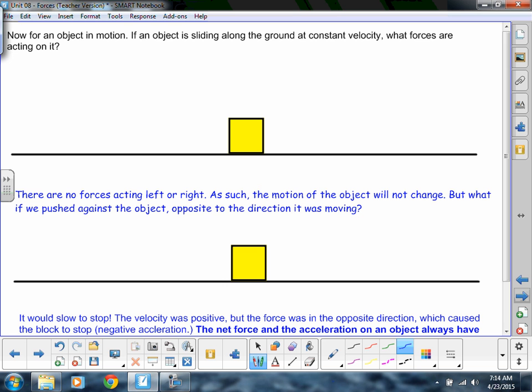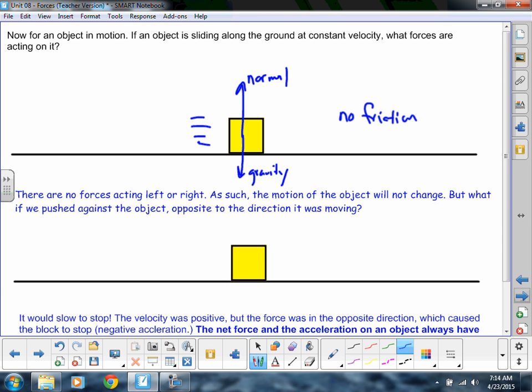Now, as far as an object in motion, if an object is sliding on the ground at constant velocity, what forces are acting on it? Well, we always have gravity, and as long as it's sitting on the surface, it has that normal force. And if it's sliding along at a constant velocity, we could also assume that there's no friction here. And we put little whooshies in there, so it's moving along.